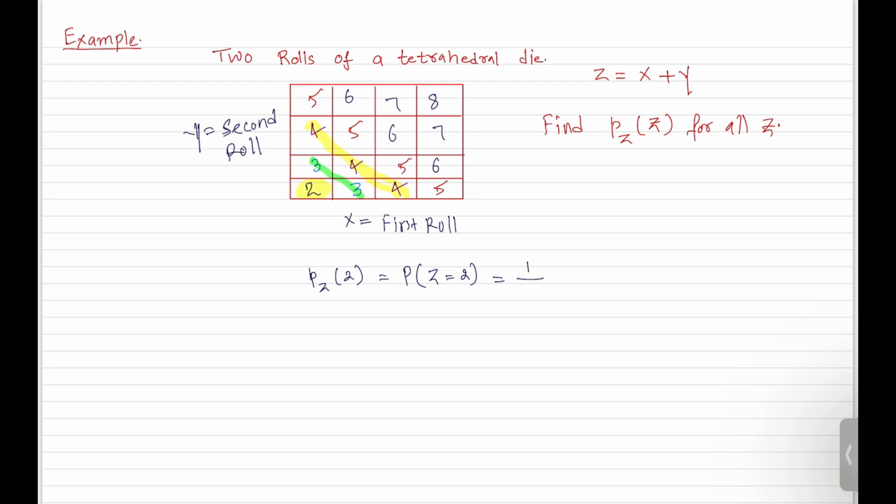So it will have the probability 1 divided by 16, right? Because we have already made the assumption that all those possible outcomes are equally likely. There are 16 possible outcomes in our sample space, and out of all those 16, only one outcome favors this particular event. Since we are finding the PMF of this random variable z, we want to find the probabilities of all the values that the random variable can take.